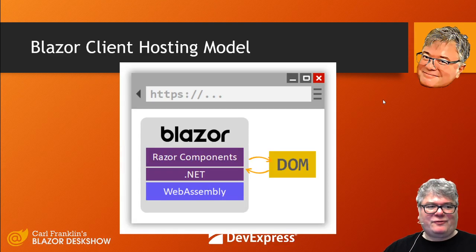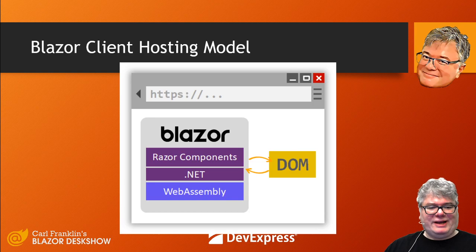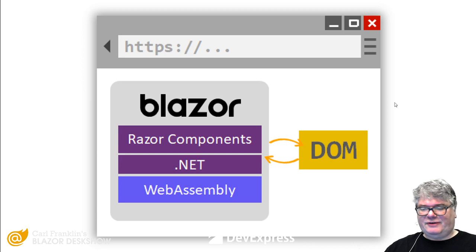So the hosting model for the client is pretty simple compared to server, right? So on the server, there's this round trip via SignalR for UI interactions, whereas on the client, all the code is shipped down to the client and it runs in the browser on WebAssembly. So that's the difference in the models right there, the major difference.